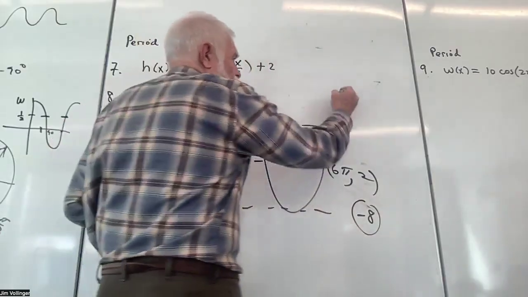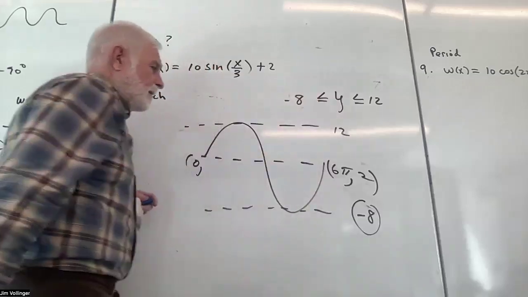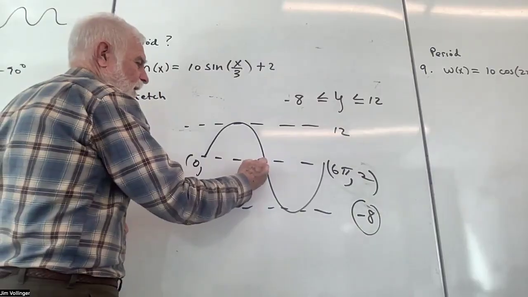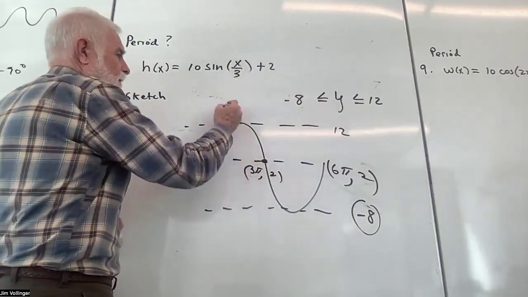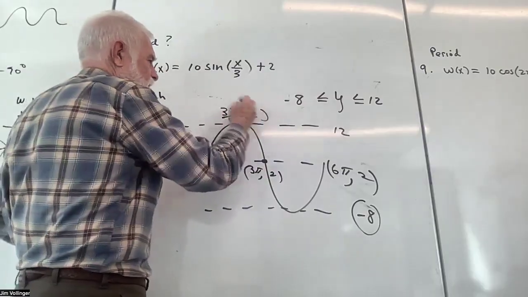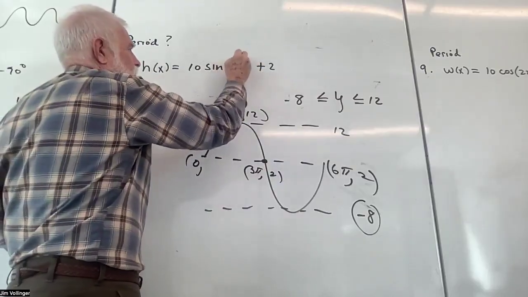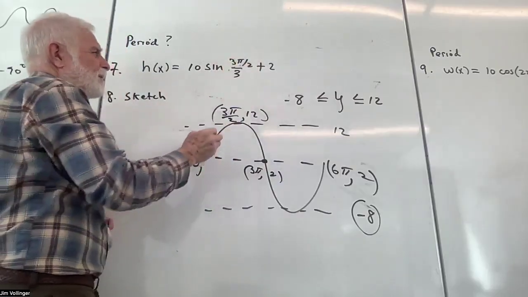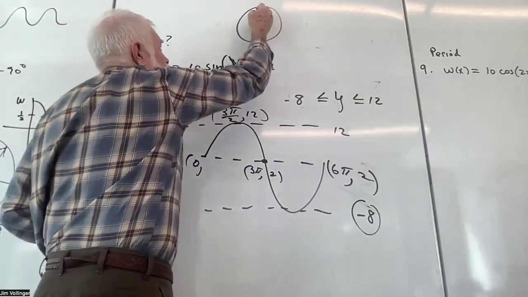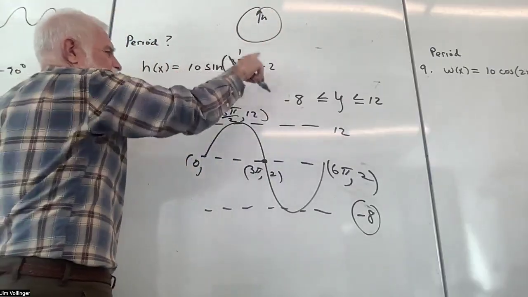So my range is y values less than or equal to 12, greater than or equal to -8. And I've got a quick sketch with all kinds of symmetry. 3 pi is going to get me 2. 3 pi over 2 is going to get me 12. Let's see how that one works. Let's put 3 pi over 2 in here. What's going to happen to the 3's? Cancel. Where's pi over 2? Pi over 2 is straight up. What's the height right there? I think it's 1. 10 times 1 plus 2, 12.